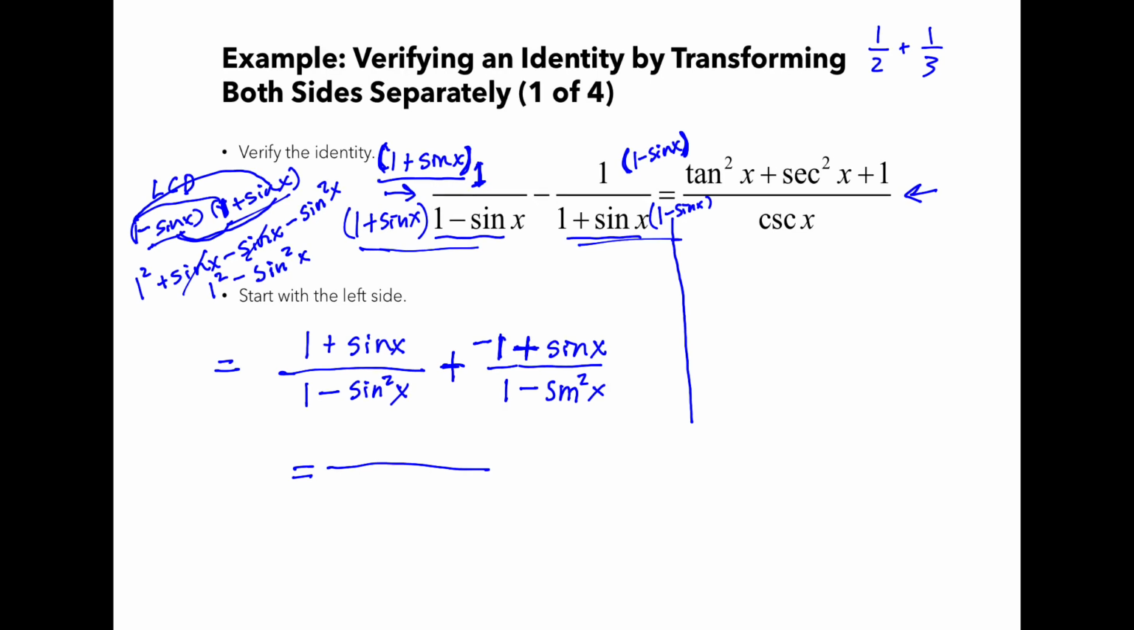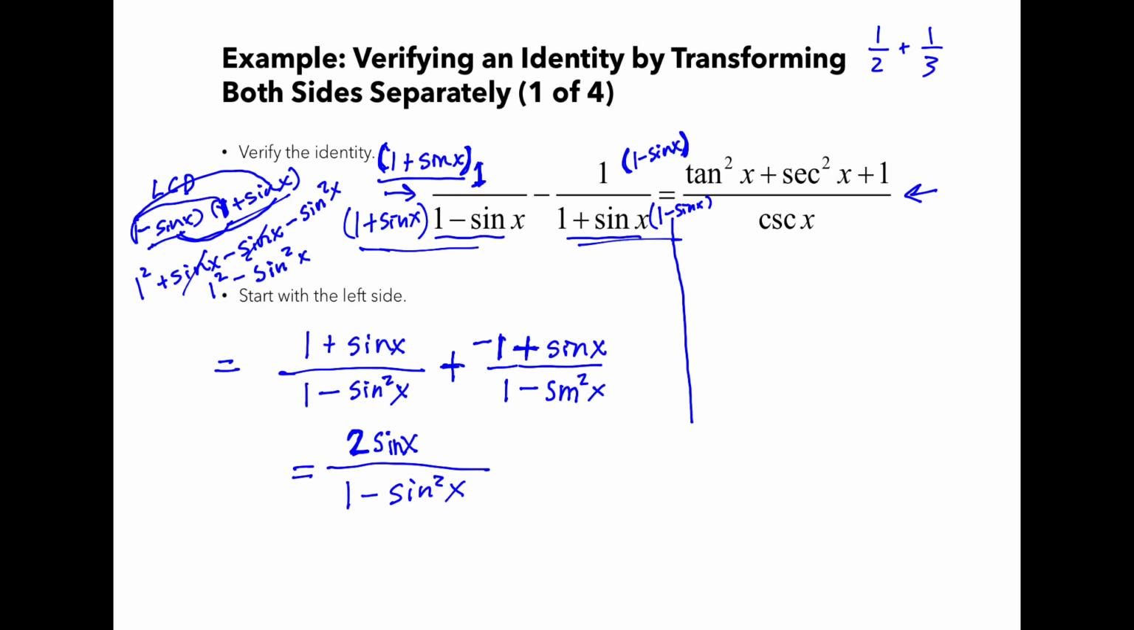And then I have sine x plus sine x, so 2 sine of x's. Oops, where's the n? There we go. Sine x plus sine x is not sine squared x, right? Sine x plus sine x is 2 sine x. Sine squared x we would get if we had sine x times sine x. But we just change the coefficient out front when we're adding them. So I have 2 sine x over 1 minus sine squared x.